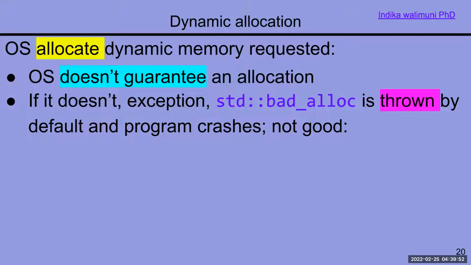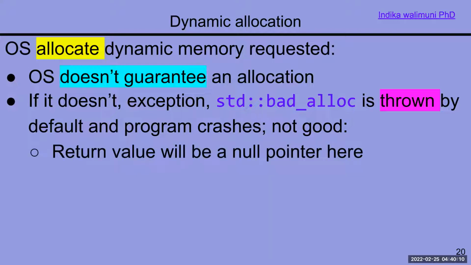It could be a controller in an emergency room, and then people's lives are on the line, right? So it's not good. We have to handle it. So how do we handle it? When this happens, the return pointer will be a null pointer.